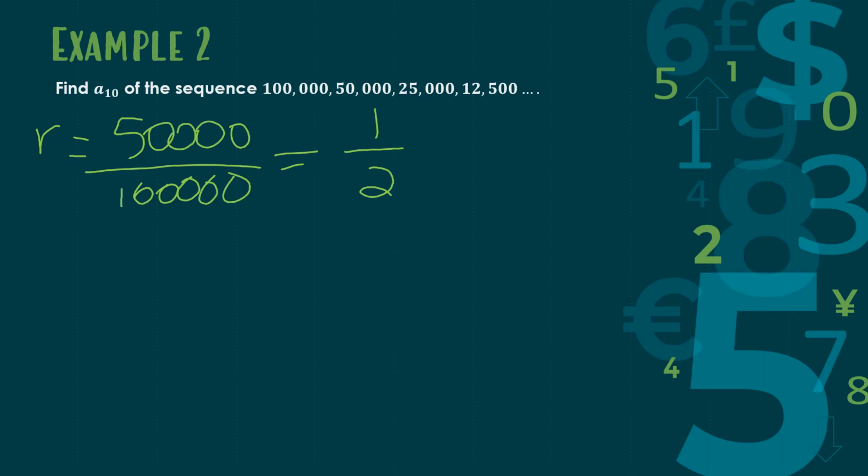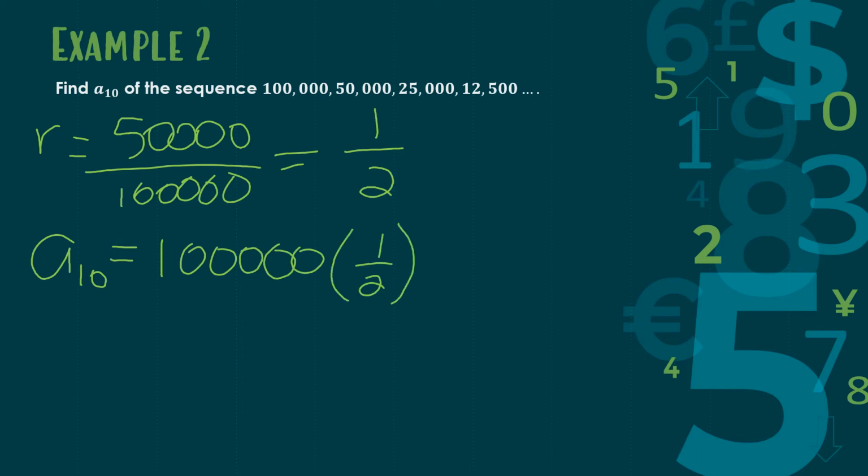So if you want to use the recursive rule, that just means keep the pattern going. So you just keep multiplying by 1/2 or 0.5 until you get to the 10th term. Your other option is just to plug into the explicit rule. So I'm looking for a sub 10, a sub 1, which is 100,000, times the common ratio, 1/2 to the n, which is 10 minus 1.